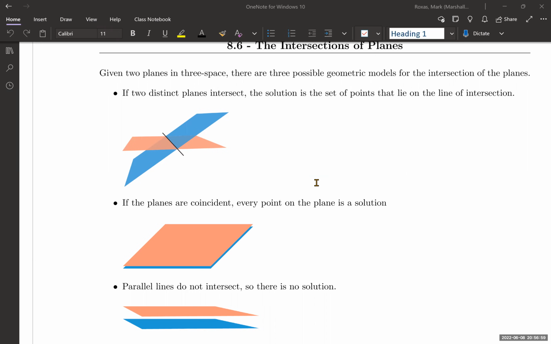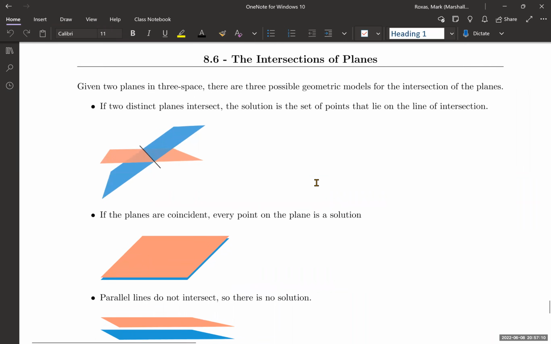Okay, 8.6, the intersection of planes. So we've done intersections of lines with a plane. So now we're going to do intersections of two planes as well as three planes. So let's start with the two-plane case.